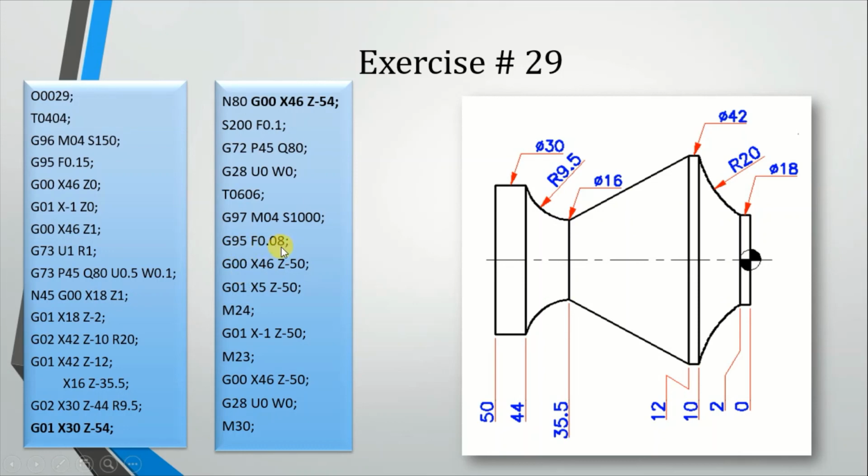G95 F0.08. Now G00 X46 Z-50, the tool will be somewhere here, and then G01 X5 Z-50, the tool will come slowly with the G01 command until here for the 5 millimeter. Then we will open the collecting tray. M24 is collecting tray forward, which means the tray will be somewhere here, it will be open. Next line G01 X-1 Z-50, the tool will go here and the workpiece will be in the tray, and now we need to close the tray. M23, the tray will be closed, and then G00 X46 Z-50, the tool will go up.